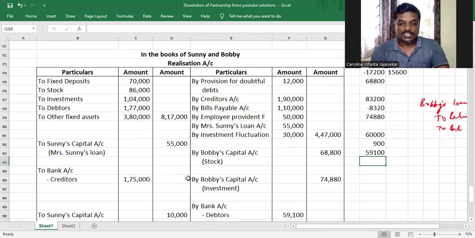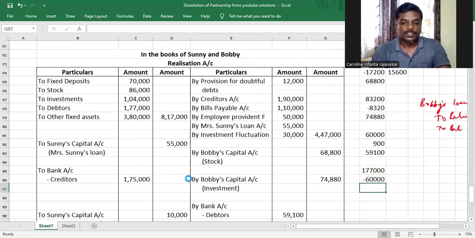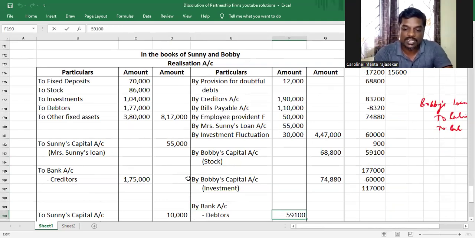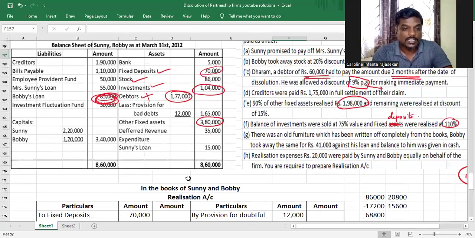If a tangible asset is there, and they haven't told how much the tangible asset paid, then you're supposed to assume that the tangible asset was realized at book value. So out of the 1,77,000 debtors, 60,000 is gone. So remaining 1,17,000 would have got realized at the book value. So here in debtors, it is 59,100 plus 1,17,000. Understood or not, my dear children? 1,76,100. So that is done. So debtors is done.